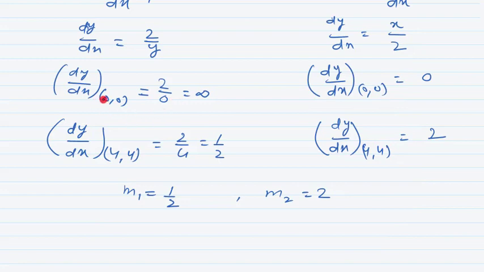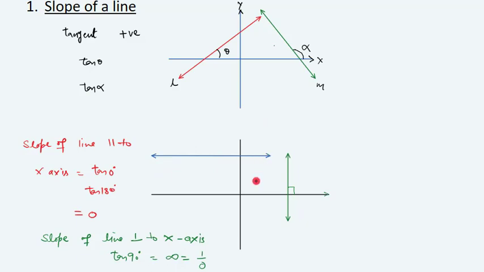Here the slope of the tangent at point (0, 0) is infinity, which shows that this tangent is perpendicular to the x-axis, and here the slope at (0, 0) is 0, which shows that this tangent is parallel to the x-axis. As I already explained, when a line is parallel to the x-axis, its slope is 0, and when the line is perpendicular to the x-axis, its slope is not defined.